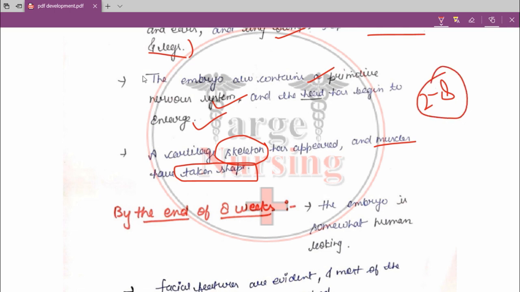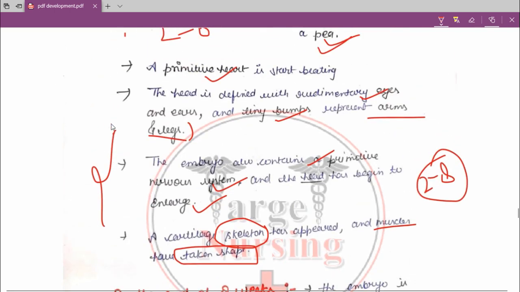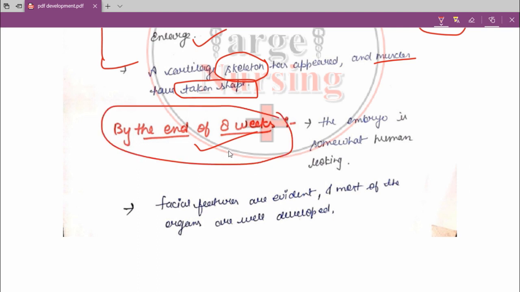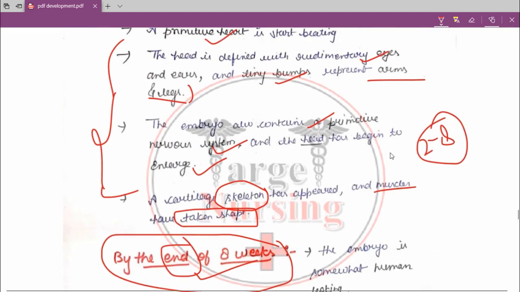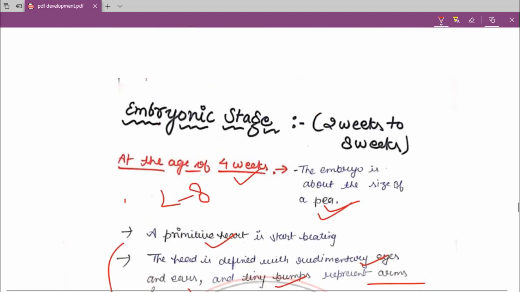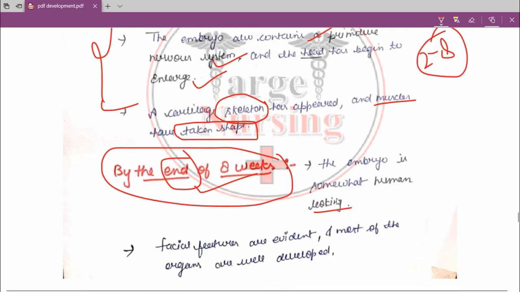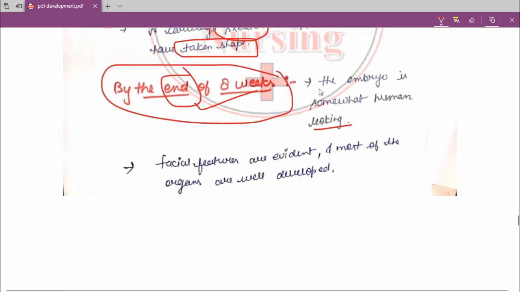ठीक है, that much development has occurred in the embryo in 2 to 8 weeks, and by the end of 8 weeks, what happened? The embryo is somewhat human looking. Firstly, at the 4th week, it was a pea size, so there was no shape to that embryo, and it was not identifiable what kind of it is. ठीक है, but at the end of the 8th week what happened, the embryo is somewhat human looking.